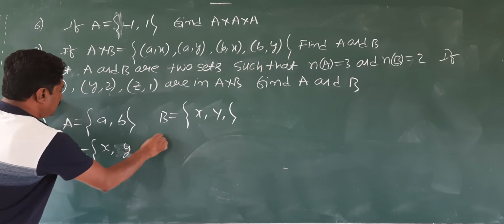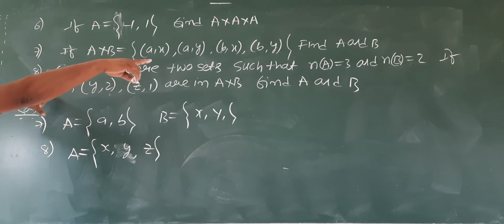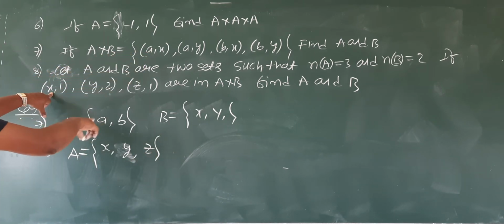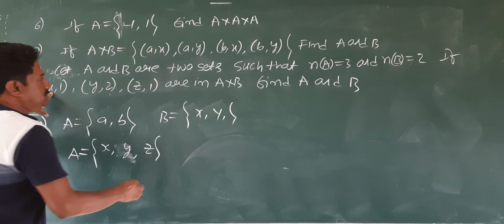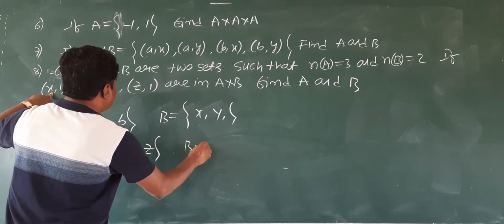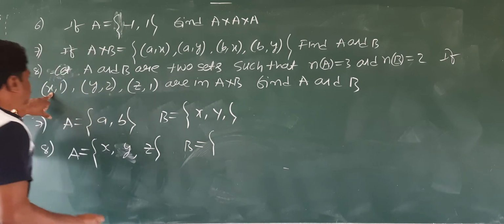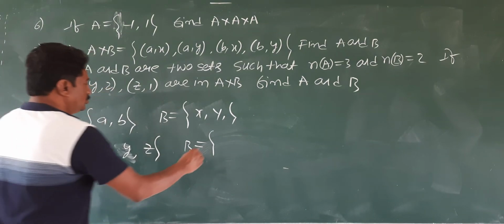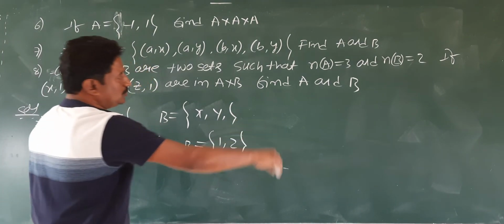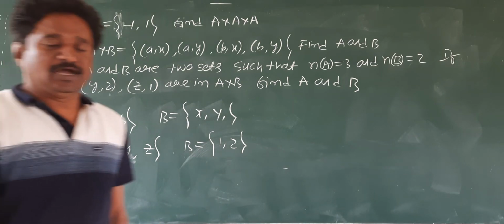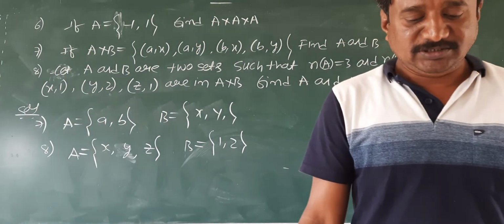So next is Z. Clearly the number of elements of A is 3. So A is having 3 elements. Next you write B. Set B. So tell me set B. 1, 2. That's all it seems, students. I hope you understood this.